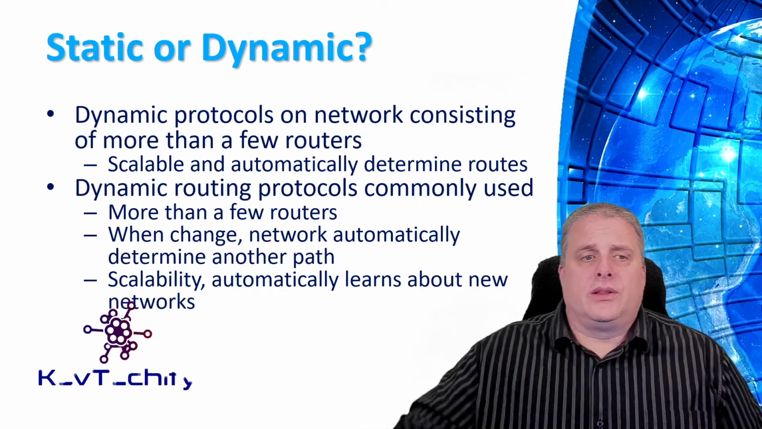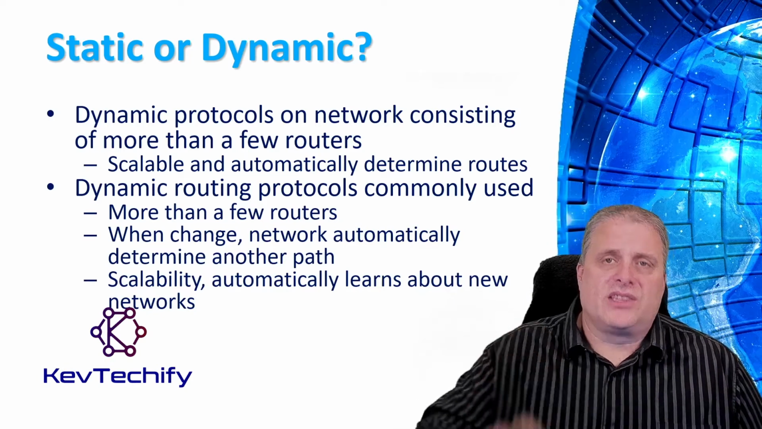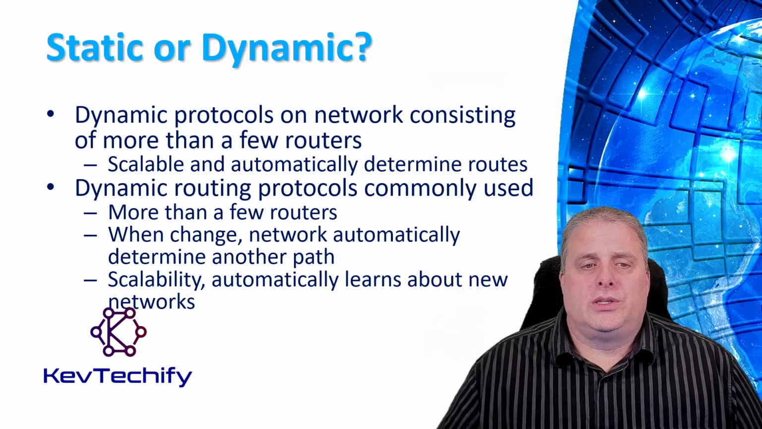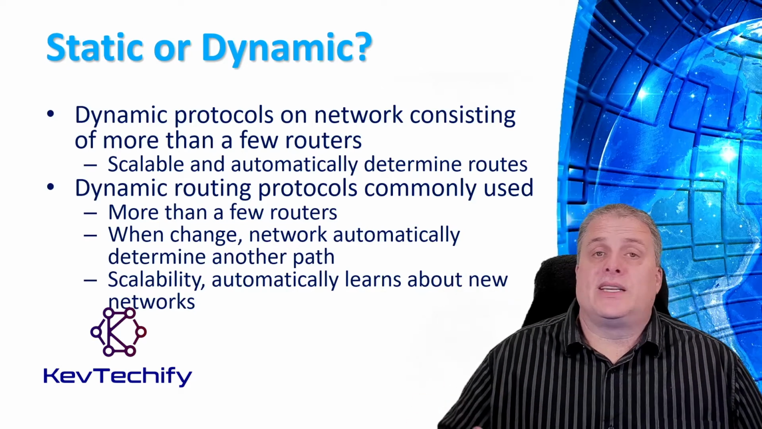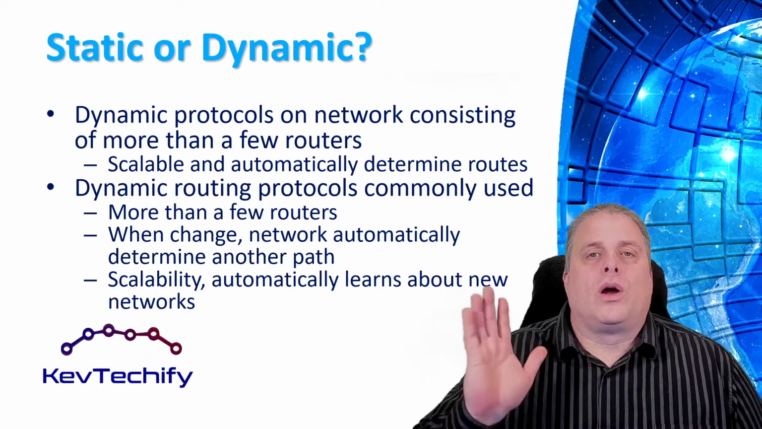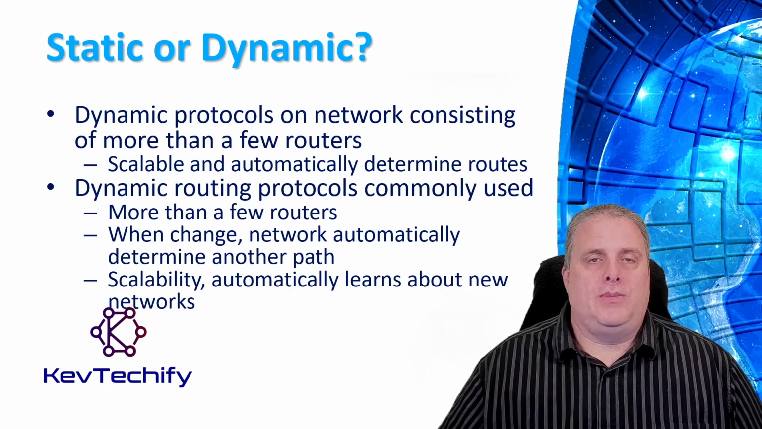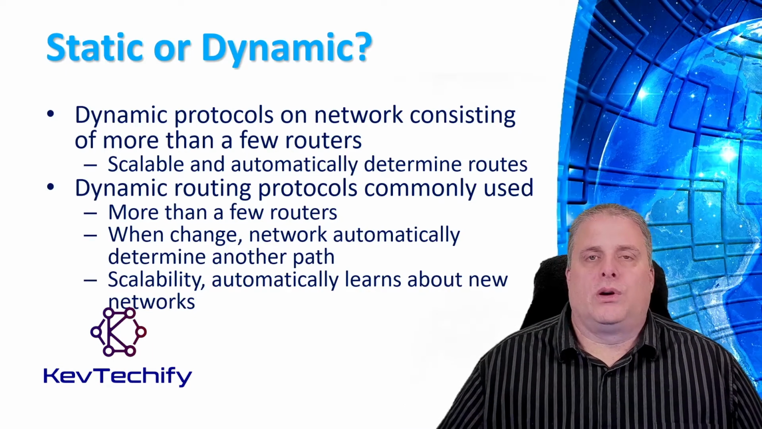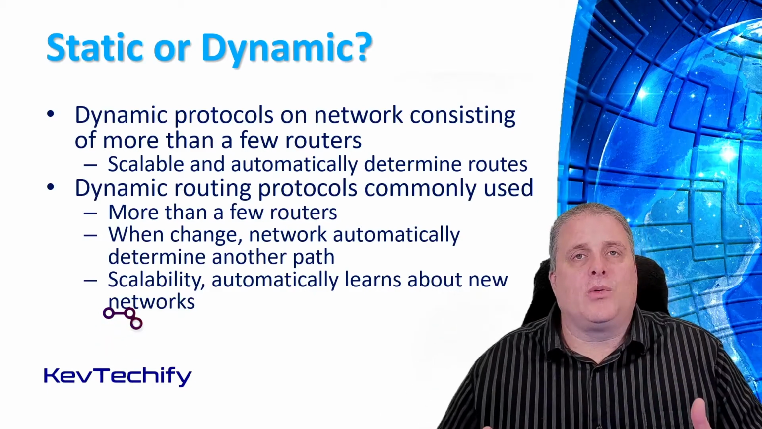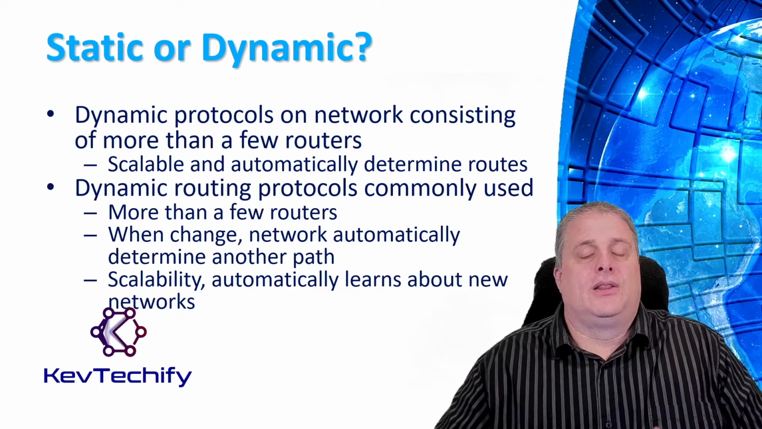Dynamic protocols are scalable and they automatically determine the network. They have a conversation, they say, okay, this is the best way. Typically, we see dynamic routing protocols used when we have more than a few routers. Like I said, some people say 5 routers is a few routers. For me, anything more than 1 is a few routers. If you're having changes on your network, maybe you're upgrading your network, maybe there's a connection that's going up and down, whatever the reason, that dynamic routing protocol will take care of fixing the routes.